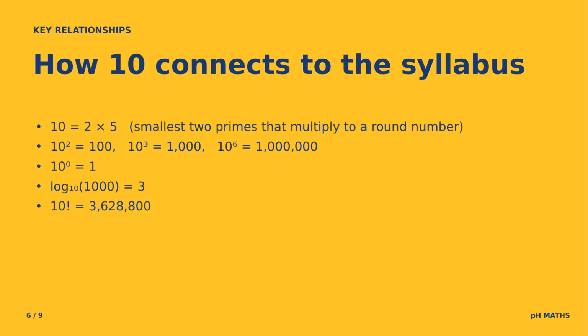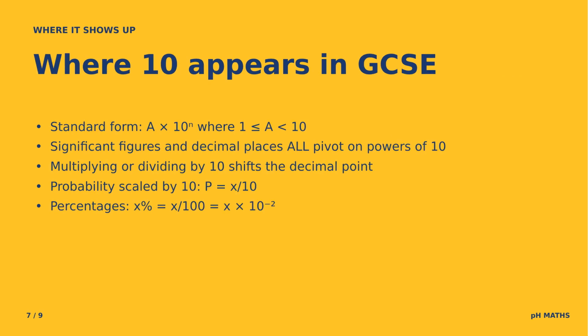Key relationships. 10 equals 2 times 5. 10 squared is 100. 10 cubed is 1,000. 10 to the 6th is 1,000,000. 10 to the 0, like any non-zero number to the 0, is 1. Log base 10 of 1,000 equals 3, because 10 to the 3 equals 1,000. And 10 factorial, 10 times 9 times 8 all the way down, equals 3,628,800.